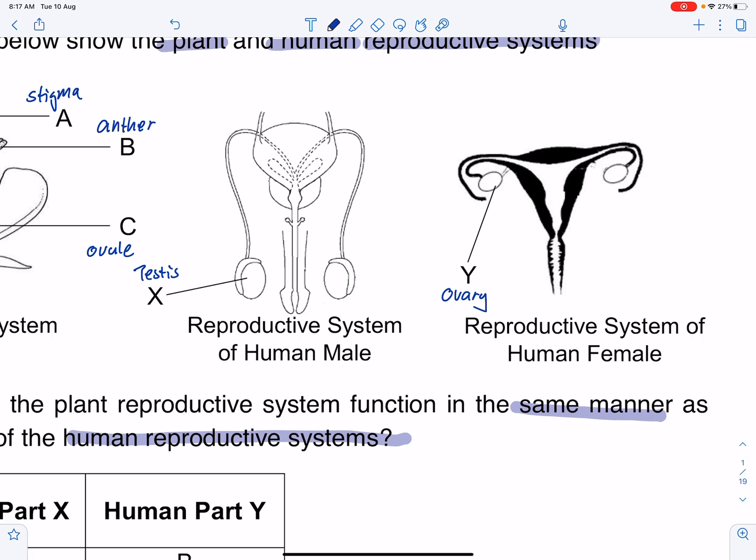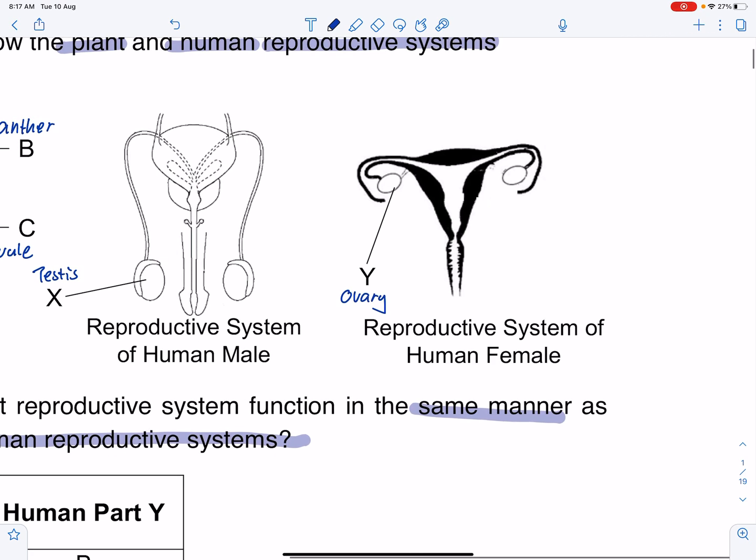Now I'm going to add a few more just to help you guys revise. So this is actually your womb or the uterus. This would be your fallopian tube. So when they ask you which part fertilization occurs, actually the fallopian tube is where your fertilization will occur.